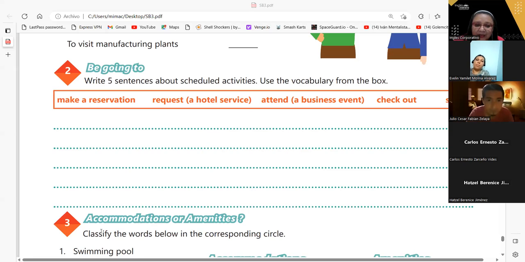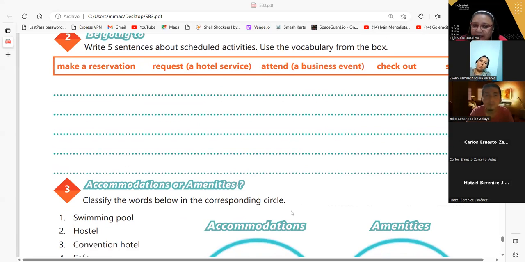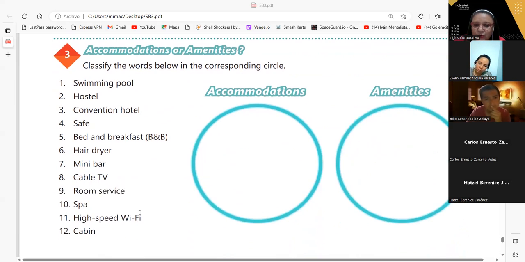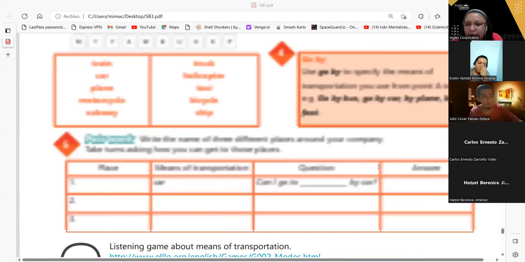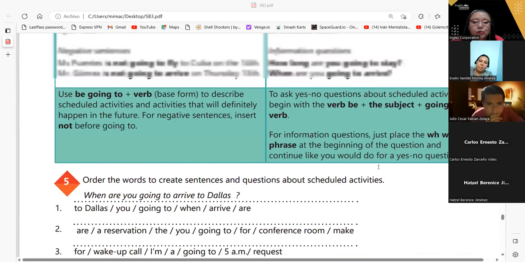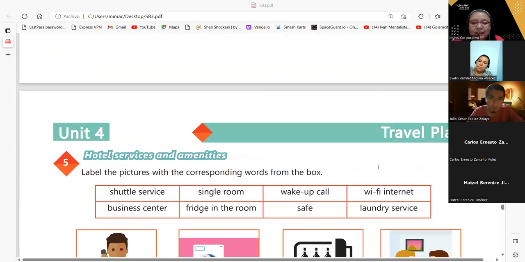Now, exercise three, accommodations or amenities, class. You are going to classify the words below in the corresponding circle. Accommodations or amenities, do you remember the definition for accommodations and amenities? Yes or no? So which ones from this list are accommodations and which ones are amenities? At the beginning of the unit, okay, we have that definition.